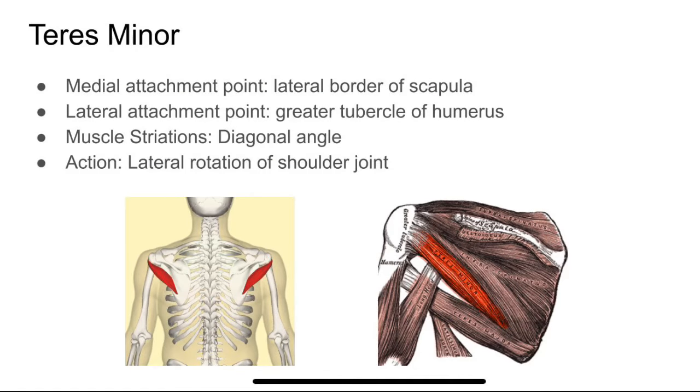The teres minor muscle of the rotator cuff has a medial attachment point at the lateral border of the scapula and a lateral attachment point at the greater tubercle of the humerus. The muscle striations are at a diagonal angle, as was the infraspinatus, and the action is lateral rotation of the shoulder joint.